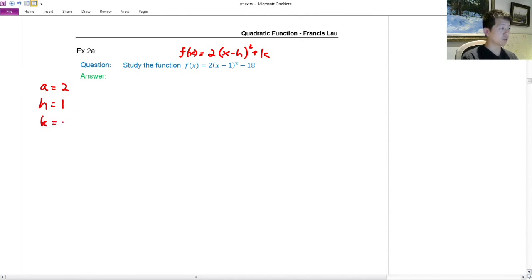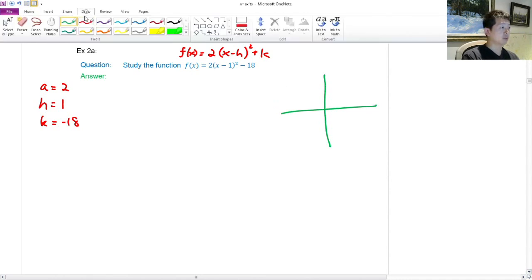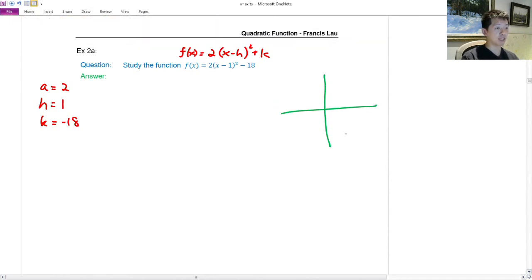K is going to be minus 18. Now the k is exactly with the sign, okay? Because in the equation it's a positive k, plus k. Now with that, we can actually draw a little graph. And where's my h and k? My h and k is 1 and minus 18, somewhere here. Okay, and then a is positive, so it's opening upward.